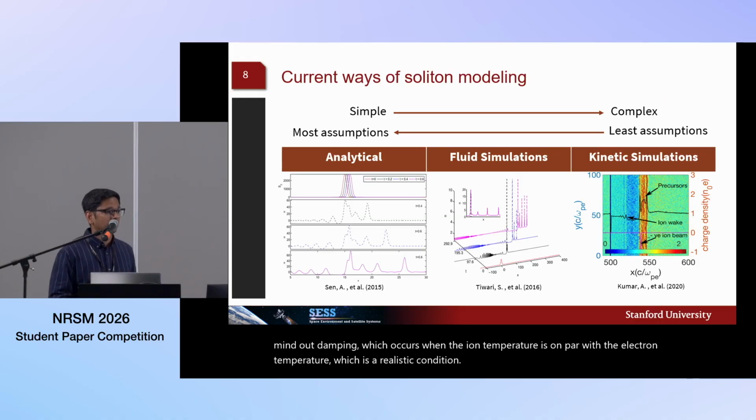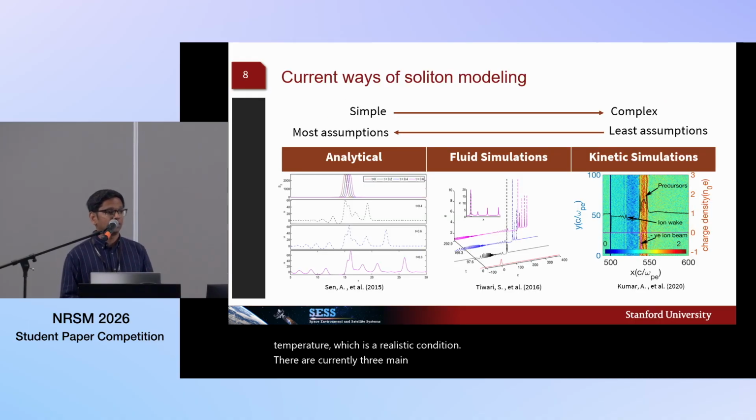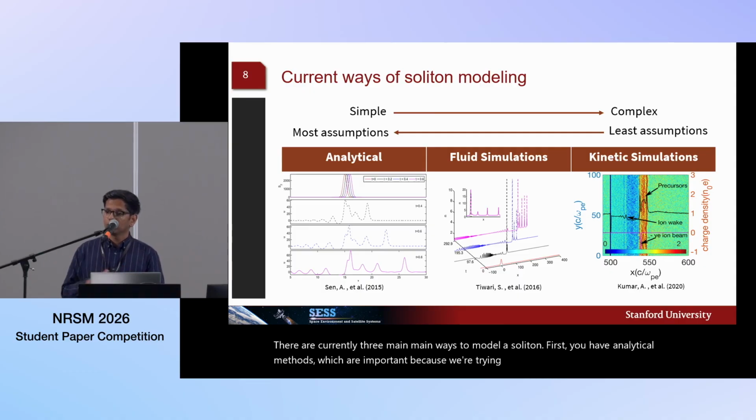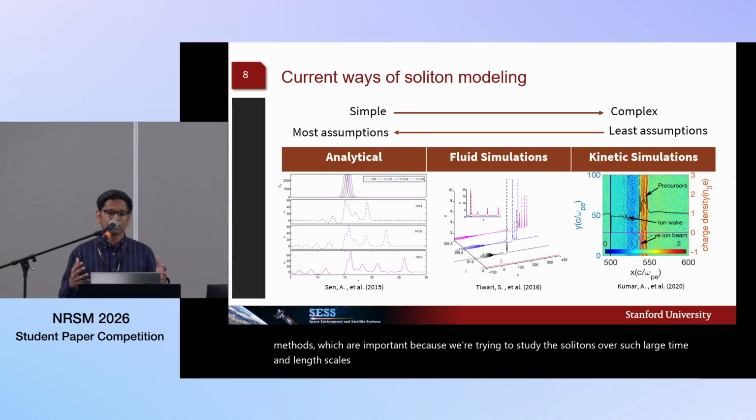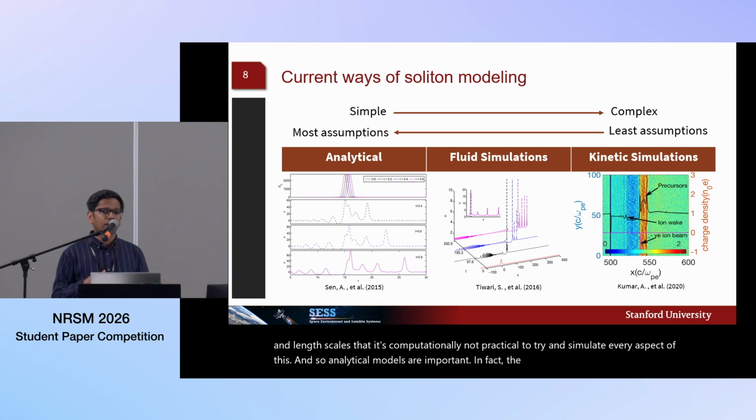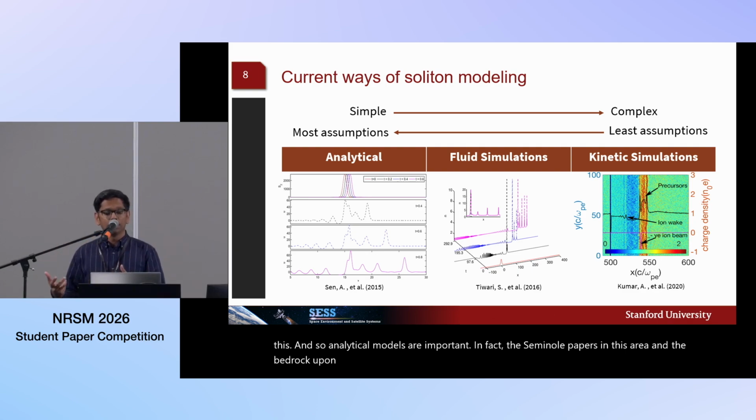There are currently three main ways to model a soliton. First, you have analytical methods, which are important because we're trying to study these solitons over such large time and length scales that it's computationally not practical to try and simulate every aspect of this. And so analytical models are important. In fact, the seminal papers in this area and the bedrock upon which this field has emerged have been on a couple of analytical models, namely the Korteweg-de Vries equation.